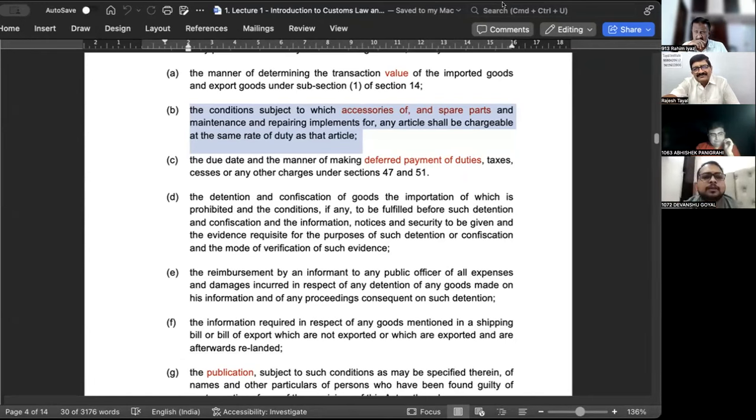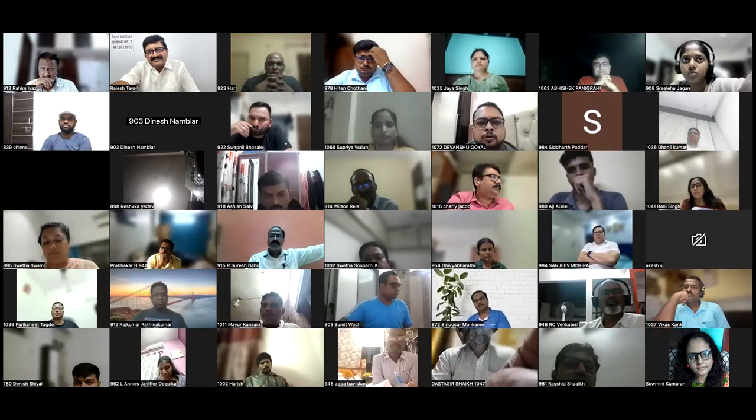Likewise, say we have imported some toys. To save the shipping cost, what we usually do is pack the toy boxes separately. We fold the boxes and put them inside a carton, and the toys are kept separately inside the carton. So the shipping cost, the CBM, is lower.